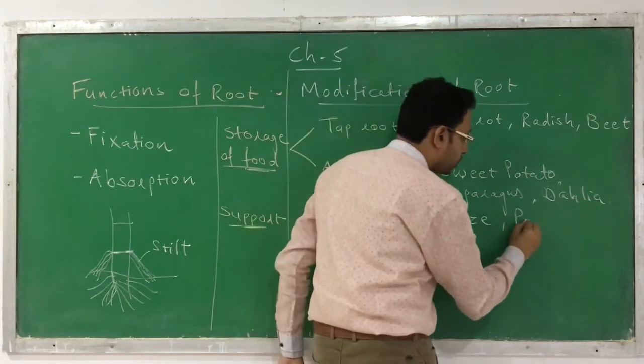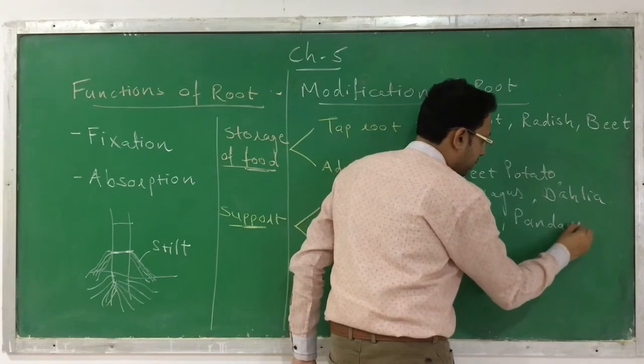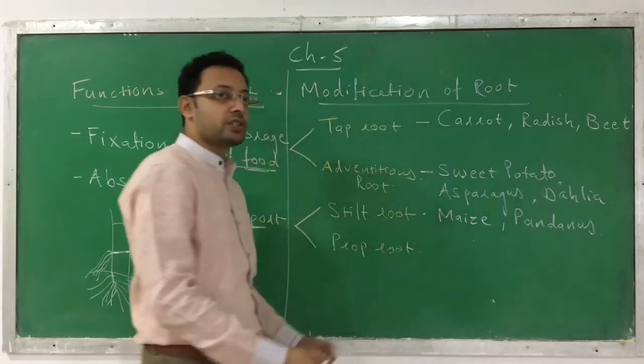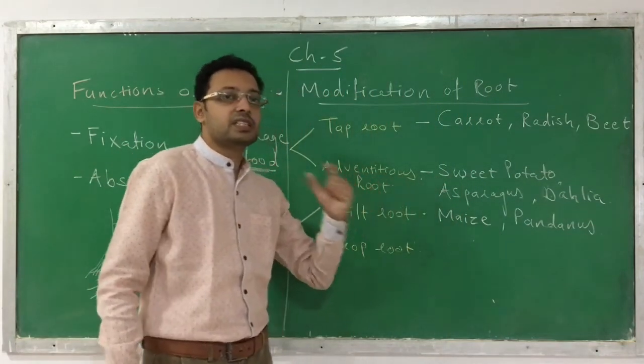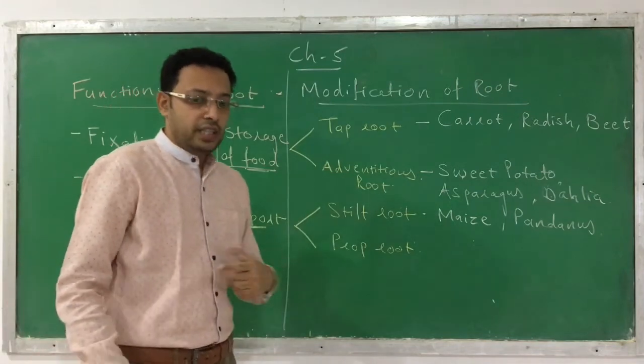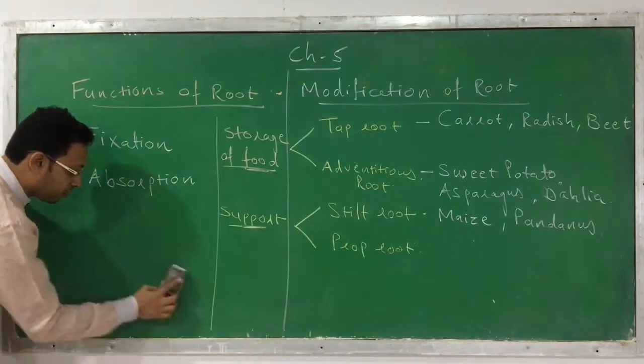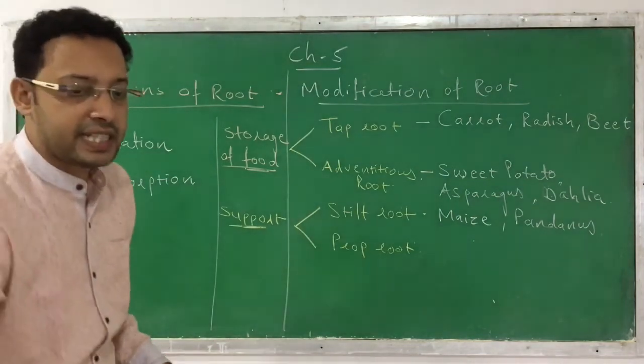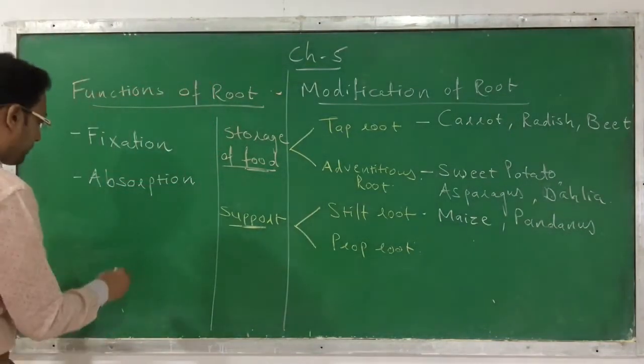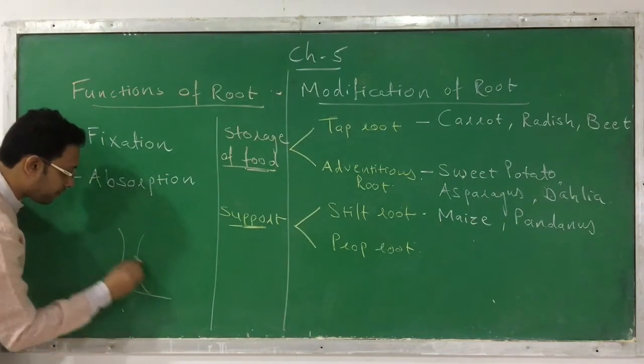It can also be observed in another plant called pandanus. Okay, so these are the two examples in which a stilt root is observed. Now what is the example of a prop root? Prop root is also for support, mechanical support. And the best example, you know, is the banyan tree. You might have seen this banyan tree.